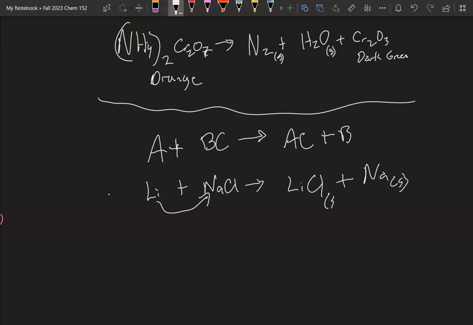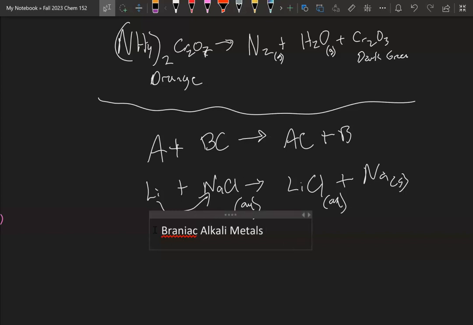All these are solids, by the way. Or they could be, this one here could be a solution, possibly, and then this here would be a solution. But I don't know. I don't think lithium is going to respond very well in water as it is, because lithium is a highly reactive metal. So something that you guys can do is watch the Brainiac video on alkali metals, that is a video I would recommend you watch on YouTube.